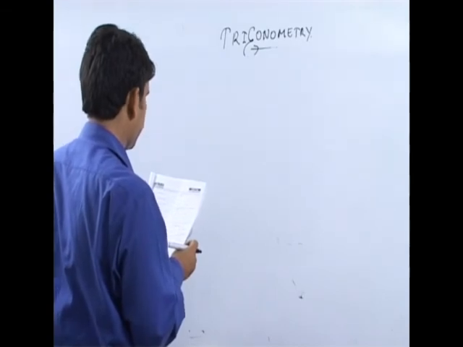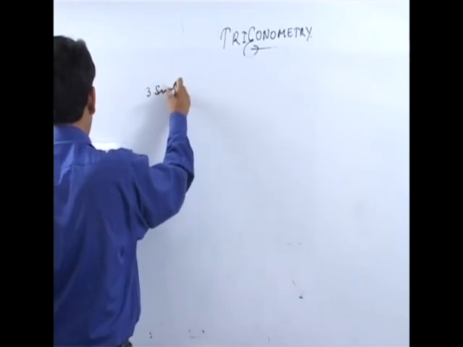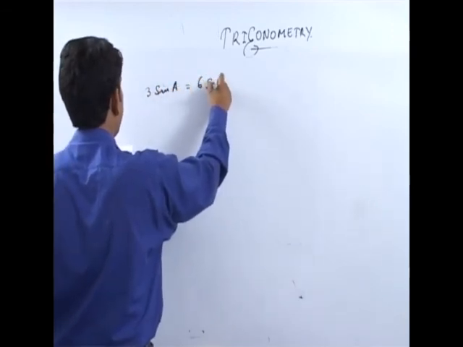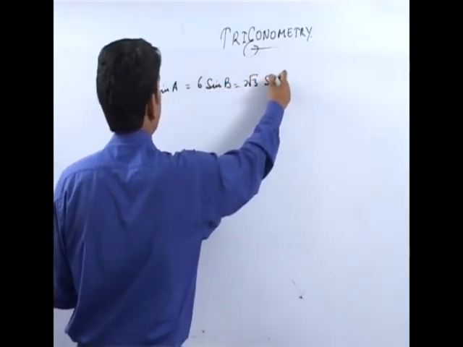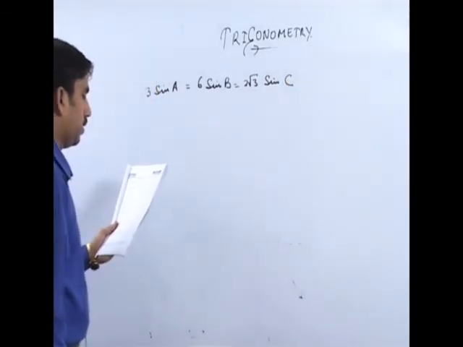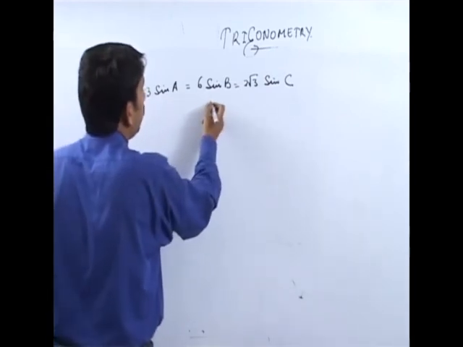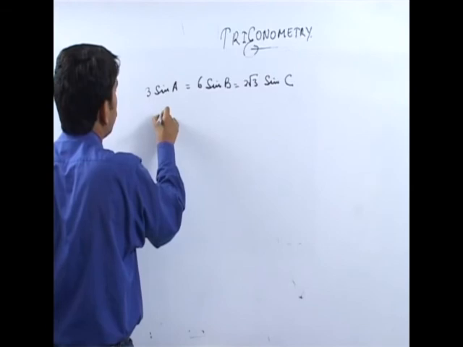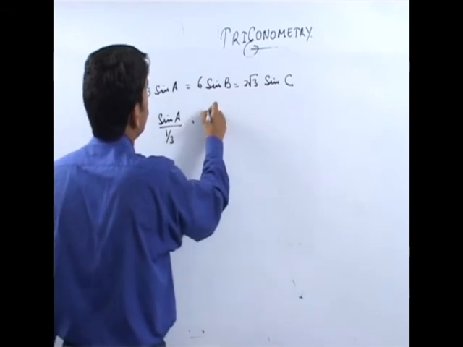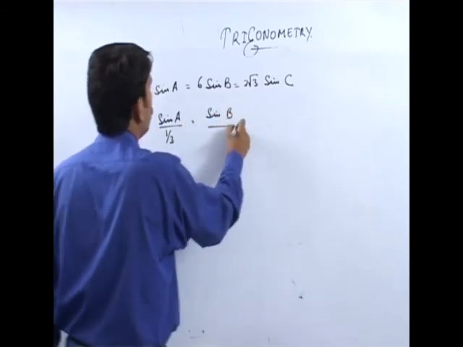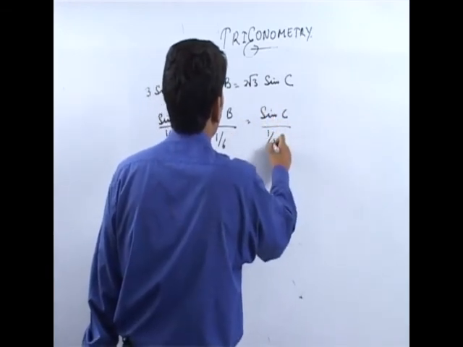Now you are given that 3 sin A is equal to 6 sin B is equal to 2 root 3 sin C. Then you have to find out angle A. Now here you can take sin A over 1 by 3, sin B over 1 by 6, and sin C over 1 by 2 root 3.